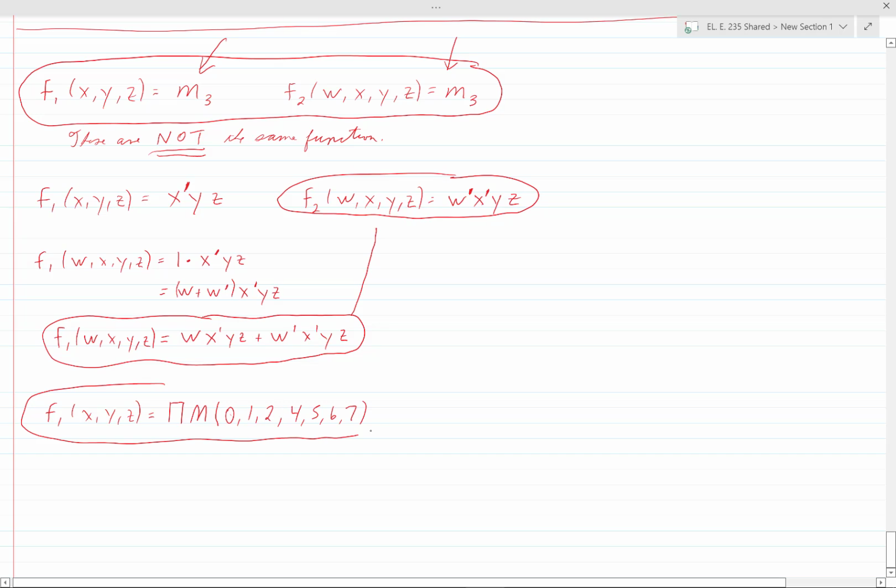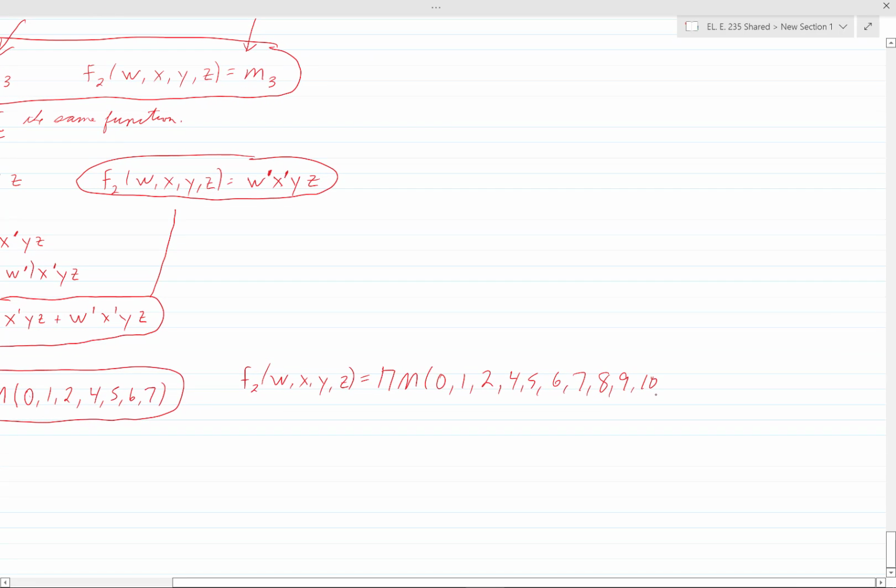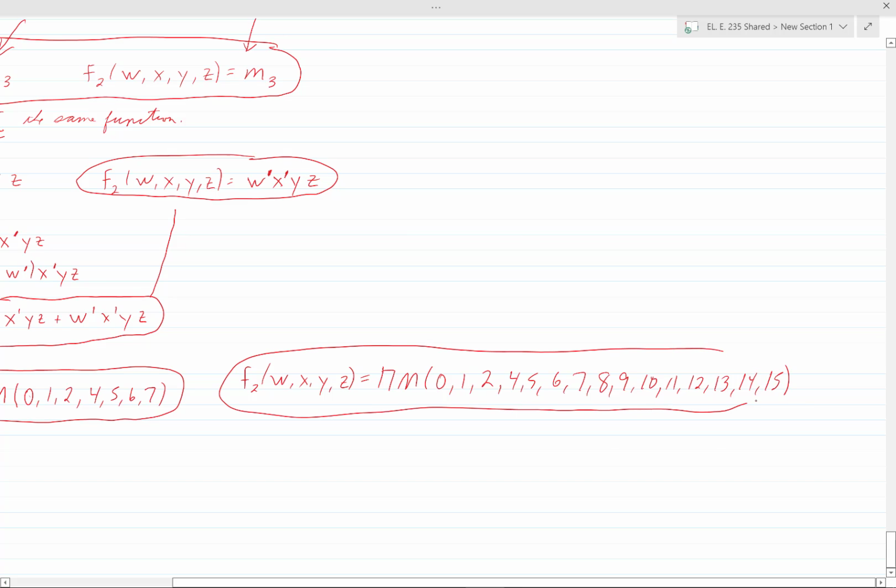That is the max term expansion for F1 of X, Y, Z. The max term expansion for F2 of W, X, Y, Z will be the product of the max terms 0, 1, 2, we skip 3, then 4, 5, 6, 7, 8, 9, 10, 11, 12, 13, 14, and 15. So you can see a lot more max terms there.